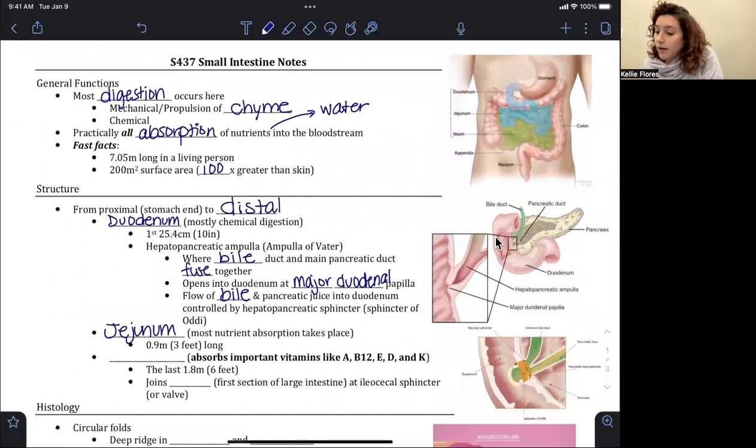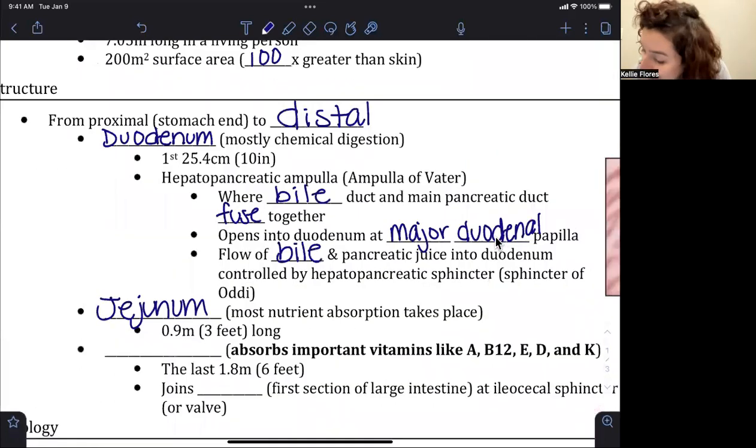And that's where most of your nutrient absorption is taking place. So chemical digestion first, mainly because all of those juices and all those good enzymatic things are happening first. Then the nutrient absorption is taking place in the second part of the small intestine. And that part is a little bit longer, right? 10 inches for the first section, the duodenum, and then 3 feet for the second section. The last one is ileum.